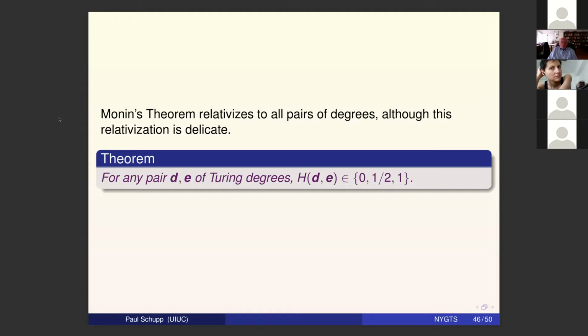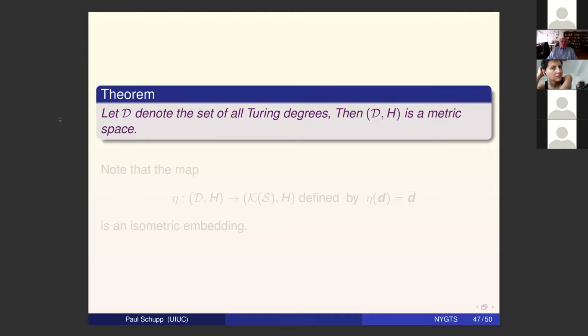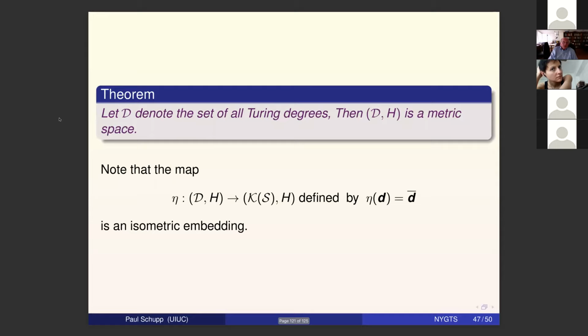So if we call D the set of all Turing degrees, then D with Hausdorff metric H is a metric space. And you might note then that the map eta from D, the degrees with Hausdorff distance, into K with Hausdorff distance, defined by eta of D equals D closure, is an isometric embedding. That was the first definition of D closure. I think in general, looking at limits of computable sets, certainly in many more sophisticated ways than this, is very basic.